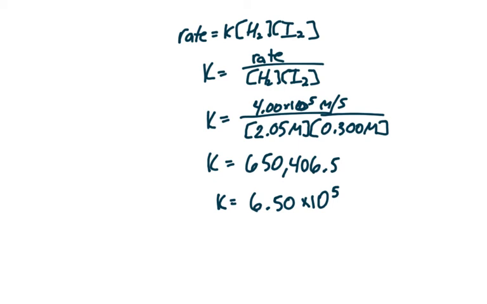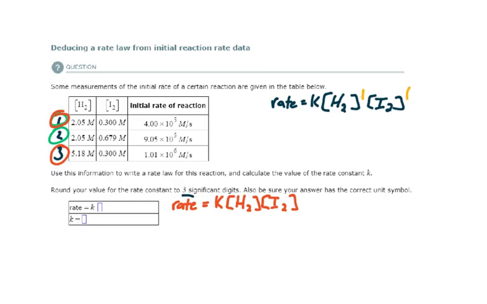And our units, if we check very carefully, we've got M squared here. M times M is M squared. We've got M over s divided by M squared. So our units will be M to the minus 1 times seconds to the minus 1, or s to the minus 1, however you desire to put that. So if we go back, we'll have a value here, and our units will be M to the minus 1 times seconds to the minus 1.